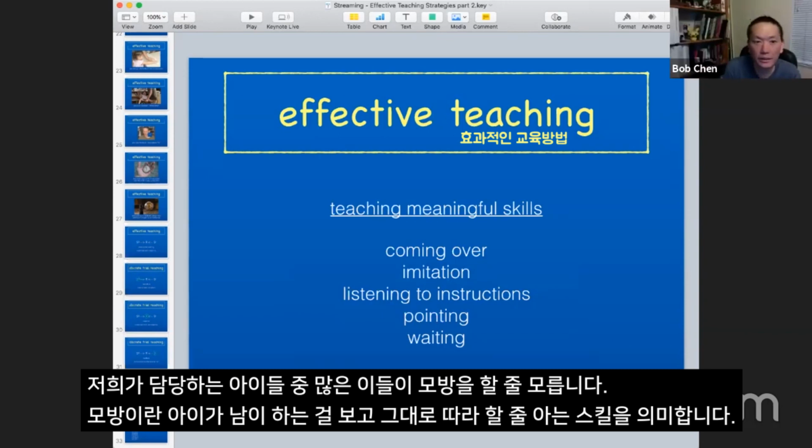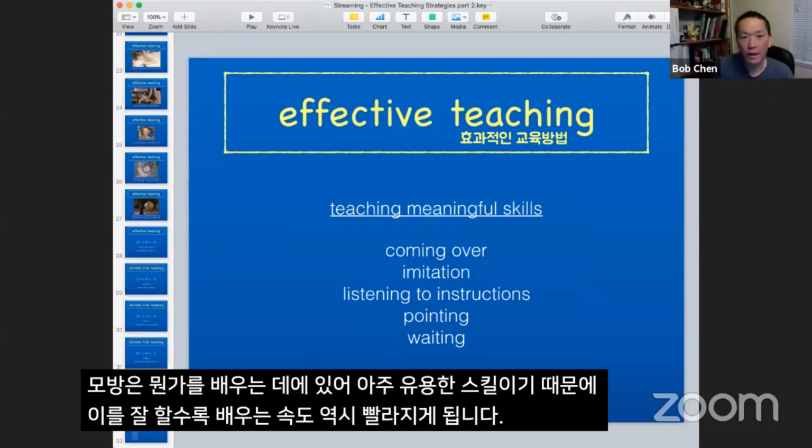A lot of our kids lack imitation skills. Imitation is when I can see somebody doing something and I can copy what they're doing. That imitation process is critical to someone learning. The better your imitation skills are, the faster you can learn something.